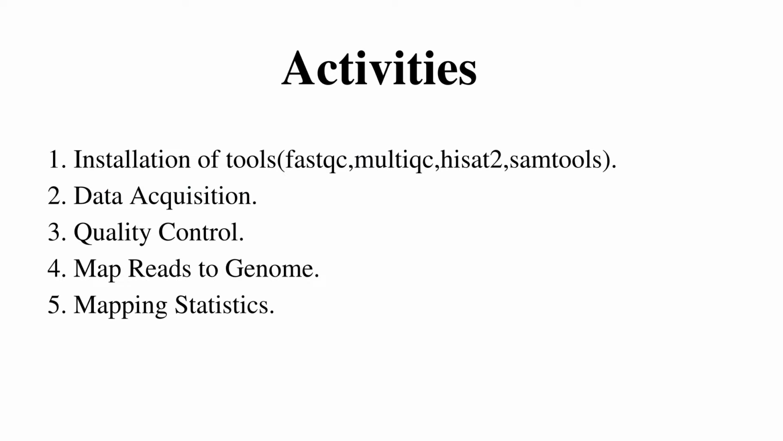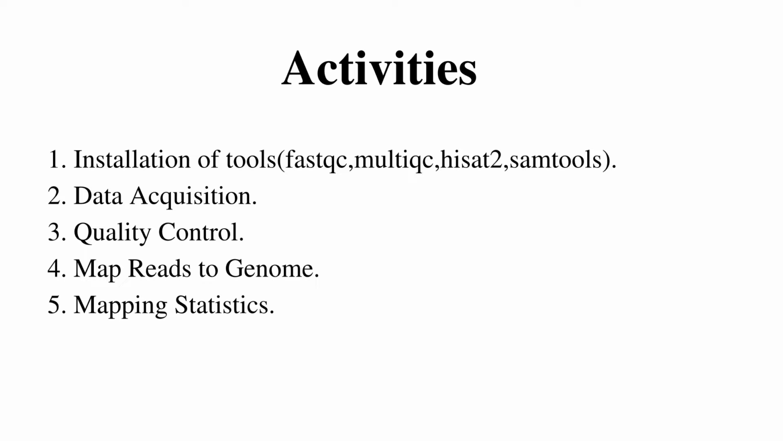use. We will use FastQC and MultiQC for quality control. We are going to use HISAT2 for mapping. And we are going to use some tools to do some processing of the output of HISAT2. We are also going to look at the example data we use. We will download it. I'll show you where to get them.